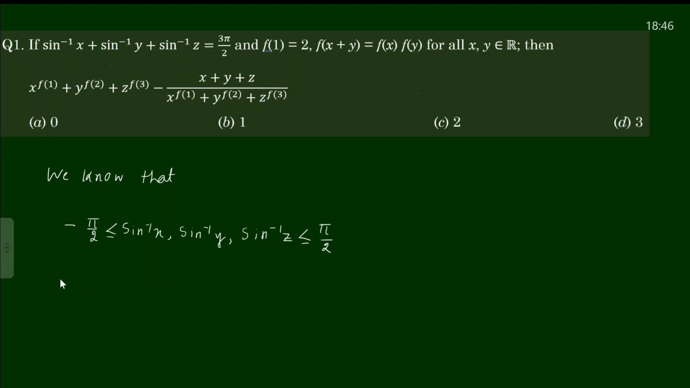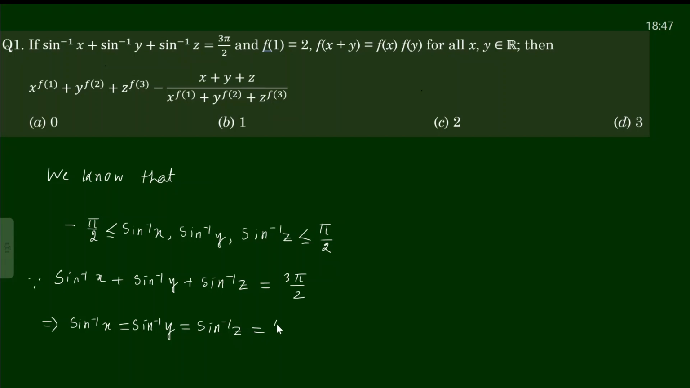And it is given in the question that sine inverse of x plus sine inverse of y plus sine inverse of z is 3 pi by 2. So obviously from here we can conclude that sine inverse of x is equal to sine inverse of y is equal to sine inverse of z, and obviously this is equal to pi by 2. So we can conclude here that x is equal to y is equal to z, and sine of pi by 2 will give us 1 only. So x, y, z, all these three values are equal and it is equal to 1.